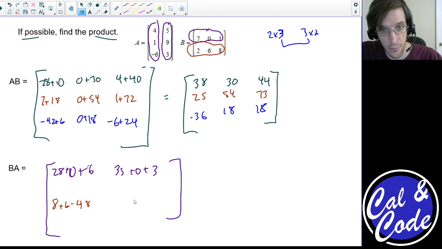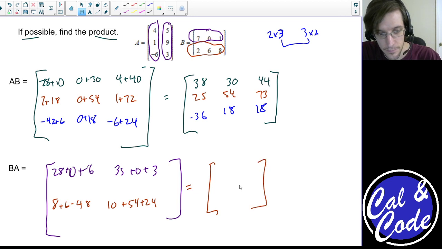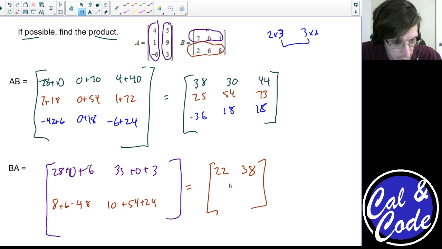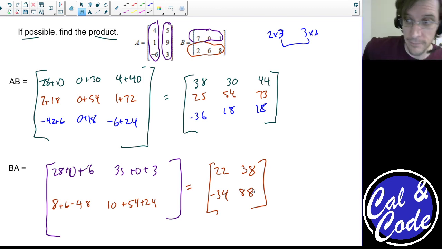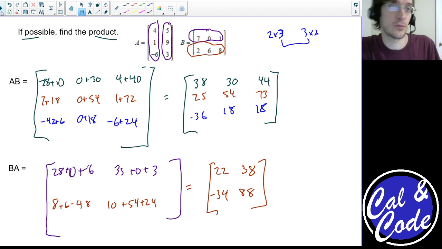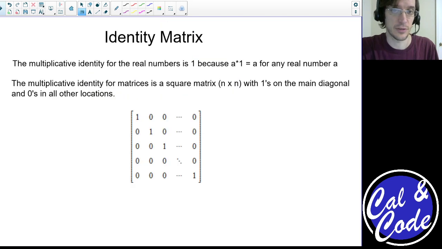Now I'm going to multiply the second row by the second column. 2 times 5 is 10. 9 times 6 is 54. And 8 times 3 is 24. We'll add these things all up. We get 22, 38, let's see, 14 minus 48 is negative 34, and then I get 88. Okay, so that gives you two good examples of multiplying some matrices.